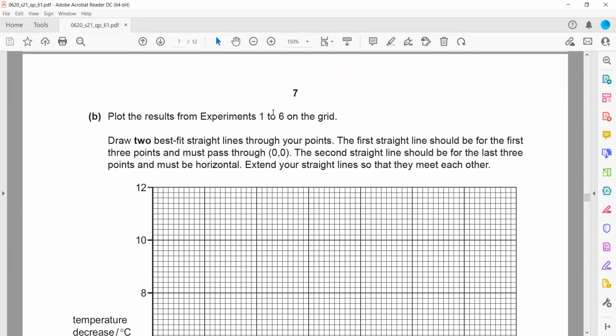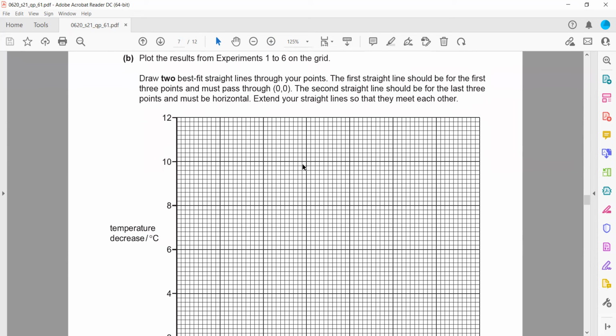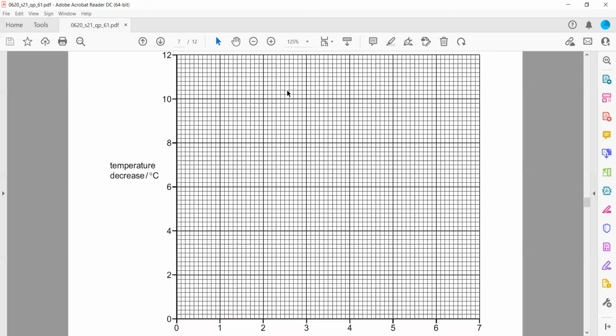The next part: plot the results from experiments 1 to 6 on the grid. Draw 2 best fit straight lines through your points. The first straight line should go through 3 points and must start from the origin. The second straight line should go through the remaining 3 points and must be horizontal. Extend your lines so that they meet each other.